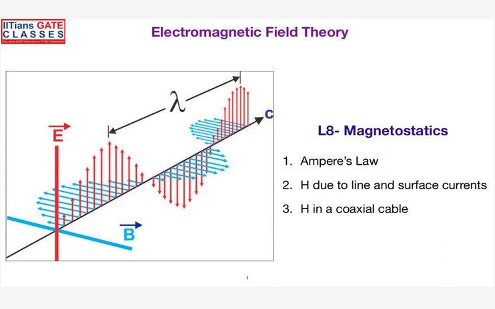Okay, fine. In today's session, we will see the topics in magnetostatics, that is Ampere's law, and the magnetic field intensity due to the different types of distributions that you have seen, the line current. And we will discuss what magnetic field exists in a coaxial cable.